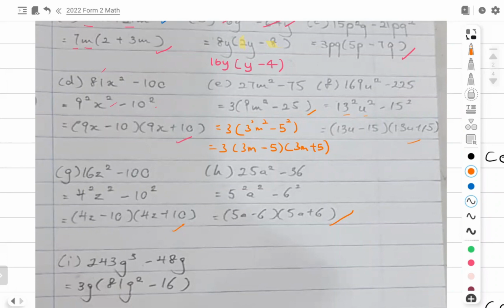Question I. No, I mean these questions. 3g, 81 in bracket, 81g square minus 16. 81 is perfect square. 16 also perfect square. So after factorization will be what? In full.